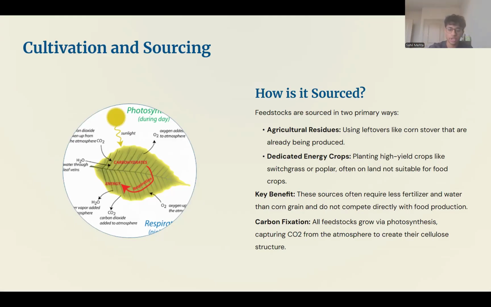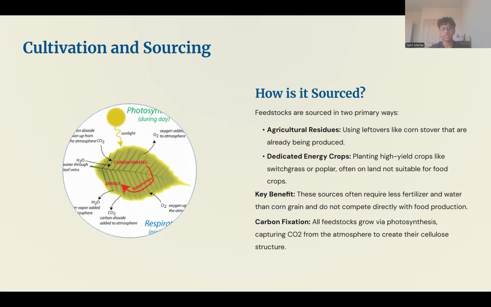The dedicated energy crops are such as switchgrass, which doesn't really provide any benefit for food crops, but they're high yield and therefore they can make lots of those. And so the key benefit of these is that it requires less fertilizer and water and essentially less maintenance to produce what they are there to produce compared to food crops such as corn grain.